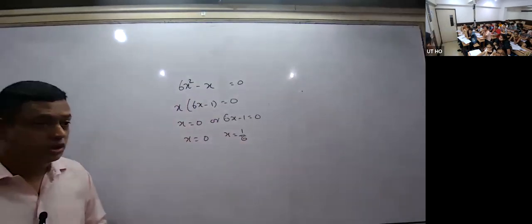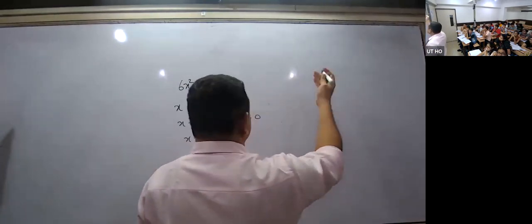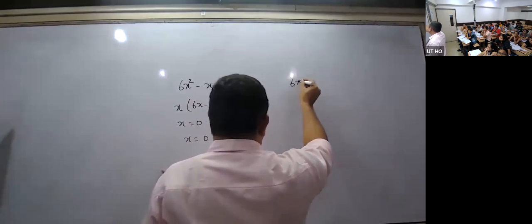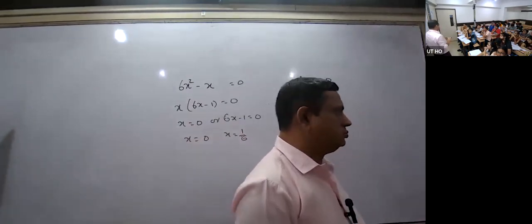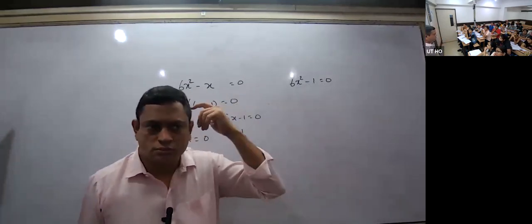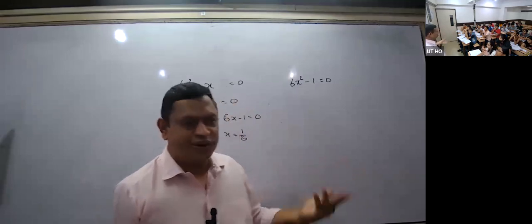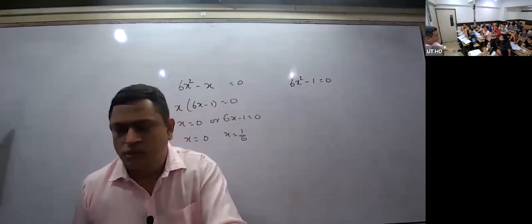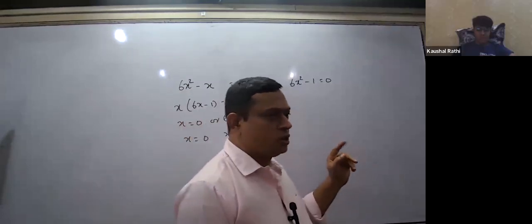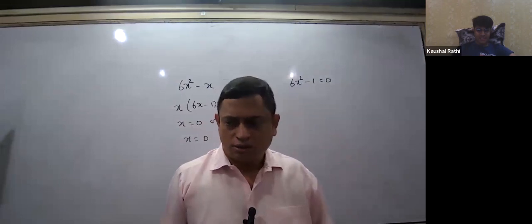Now, the third one. Suppose it is coming as this one. I think I explained all this once. Suppose it was coming as 6x square minus 1 equal to 0. Sir, the battery of this mic is over, I think.